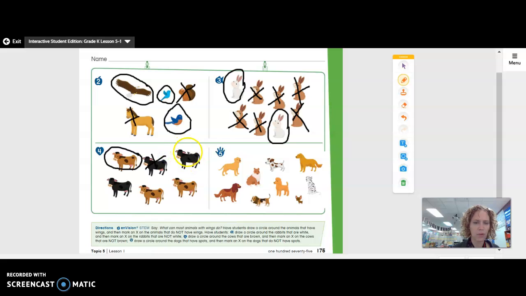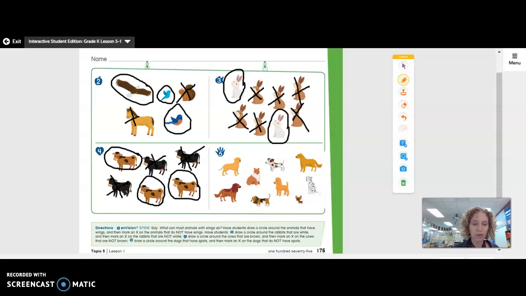How about this cow? Is this cow brown? Nope, it's black. So we're putting an X on him because we're categorizing brown. All right, how about this cow? Nope, that one isn't brown either. How about this one? Yep, you are right. This one's brown. How about this cow? Yeah, that one's brown. So we categorize brown cows, and we crossed out the ones that didn't belong. Very good. Let's take a look.